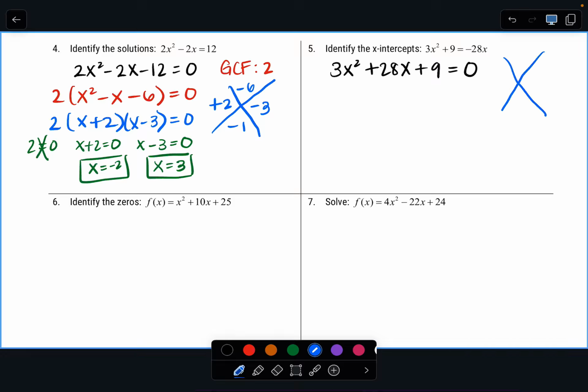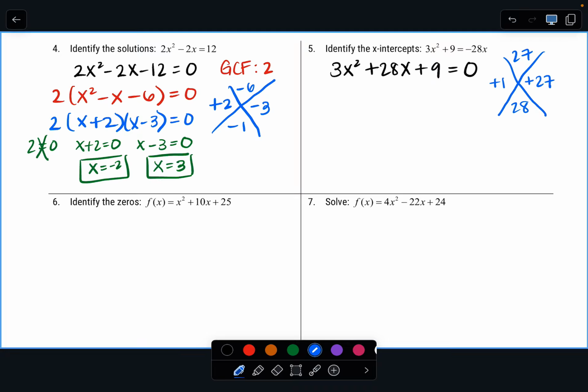So I'm going to go straight to a times c and b. So I need something that multiplies to 27 and adds to 28. 27 and 1. Right? If I multiply 1 and 27, I get positive 27. If I add them, I get positive 28.